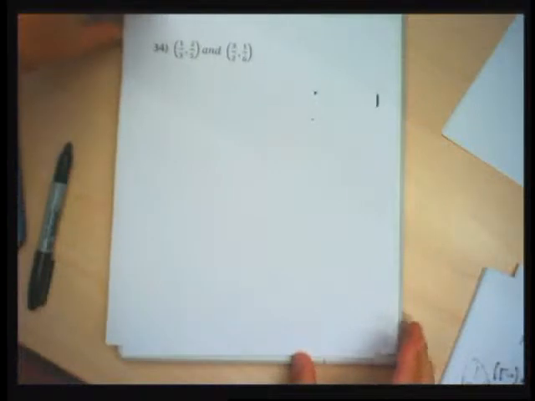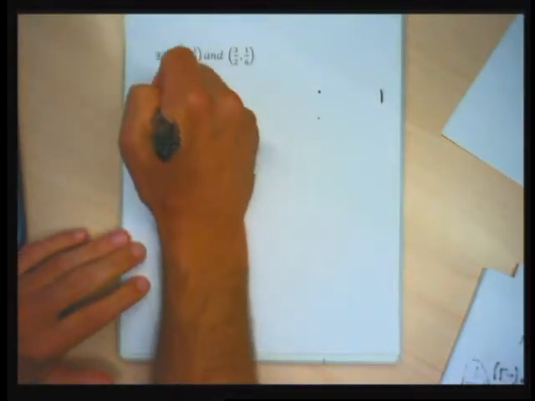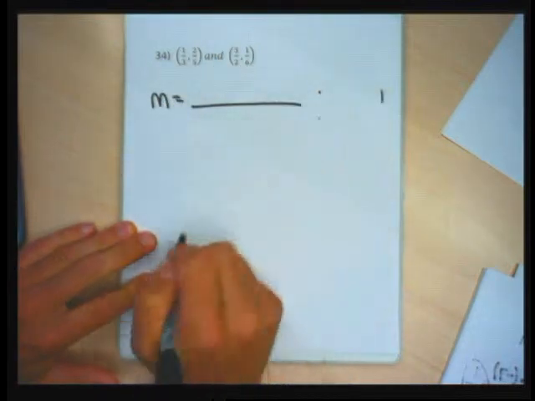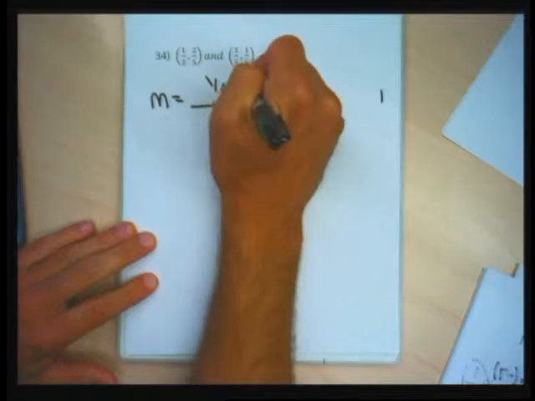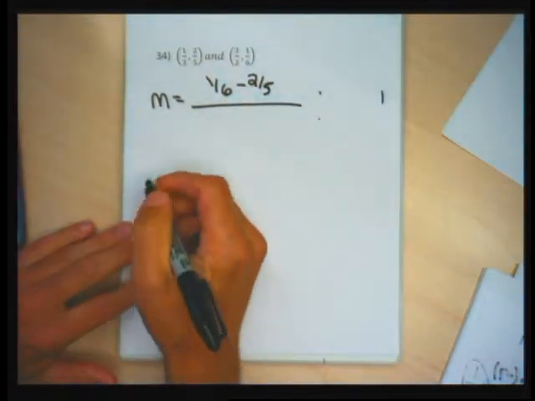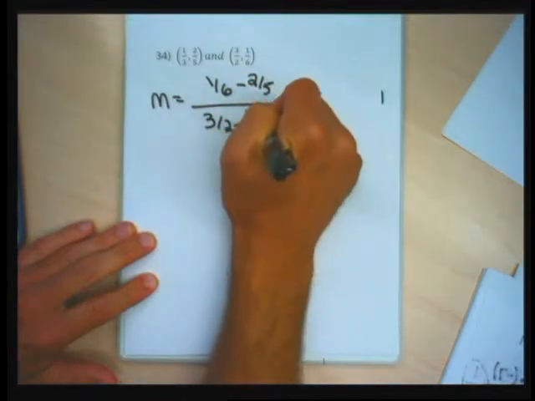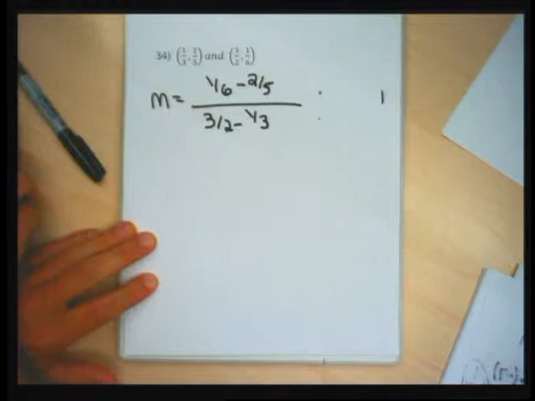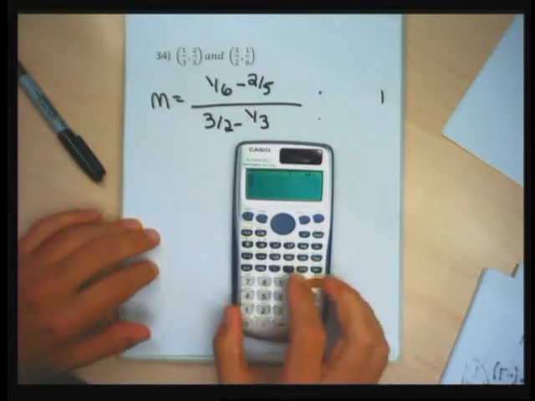34, before this calculator, I used to do by hand. It was horrible, horrible, horrible. With this calculator, it's not going to be so horrible. So find the slope. Take the y-coordinate of the second point, which is 1/6, minus the y-coordinate of the first point, which is 2/5, over the x-coordinate of the second point, which is 3/2, minus the x-coordinate of the first point, which is 1/3. It really is kind of senseless to do this by hand. It's not impossible, but it's really unpleasant.